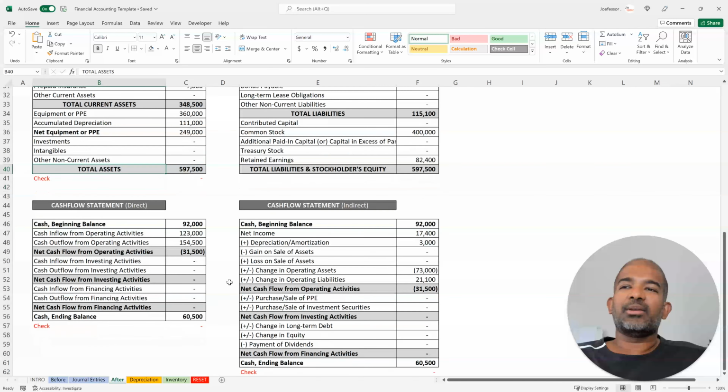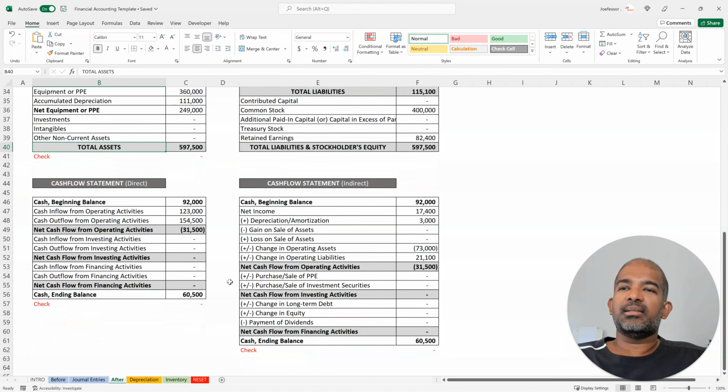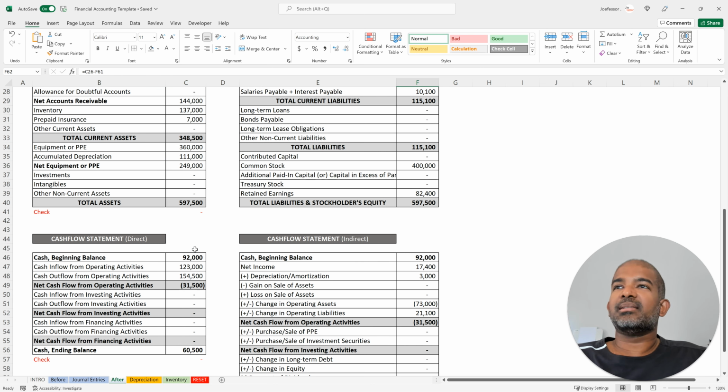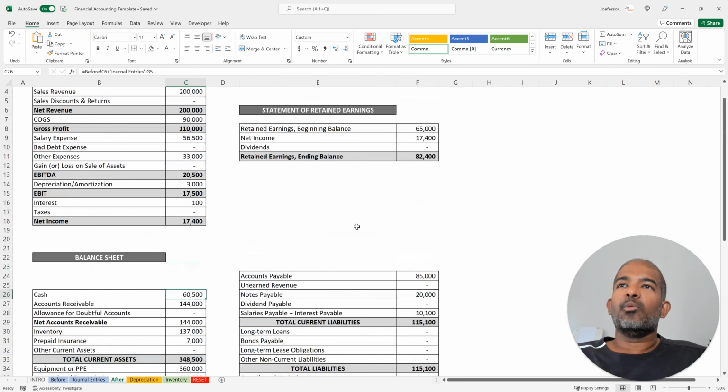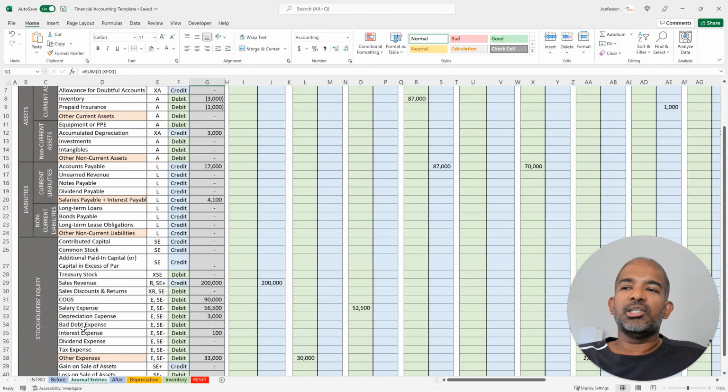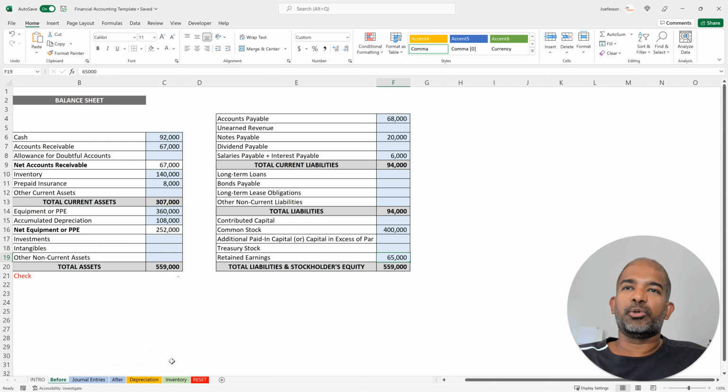And then you can see the cash flow statement. The first cash flow statement was done using the direct method. All the cash flows were operating cash flows. And the second cash flow statement was prepared using the indirect method. You can see that the cash ending balance is the same as the cash in the balance sheet. We have all the financial statements ready by just filling in the journal entries and the before sheet.